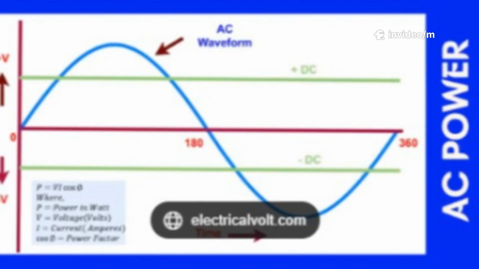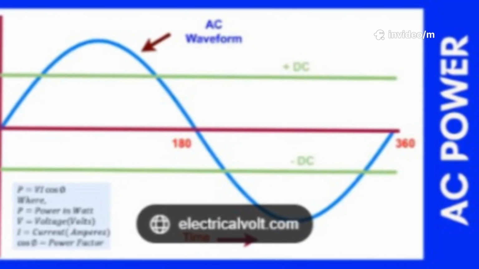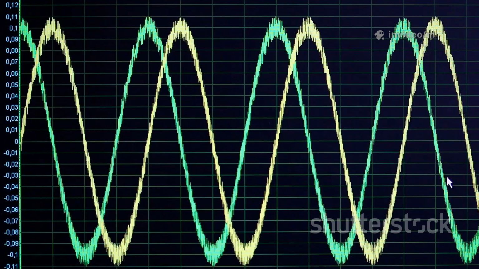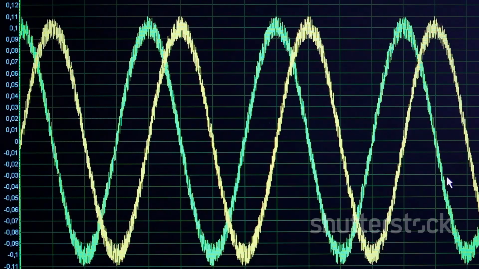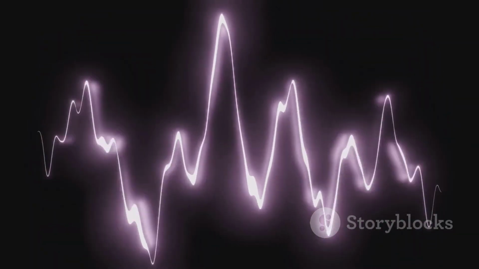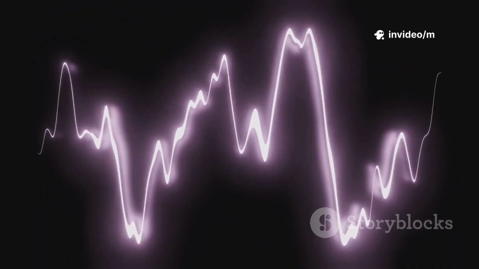In a DC circuit, power is simple: voltage times current. But in AC, the relationship is a bit more rhythmic. Because voltage and current fluctuate, we look at instantaneous power and average power. Average power depends on VRMS, IRMS, and the cosine of the phase angle.